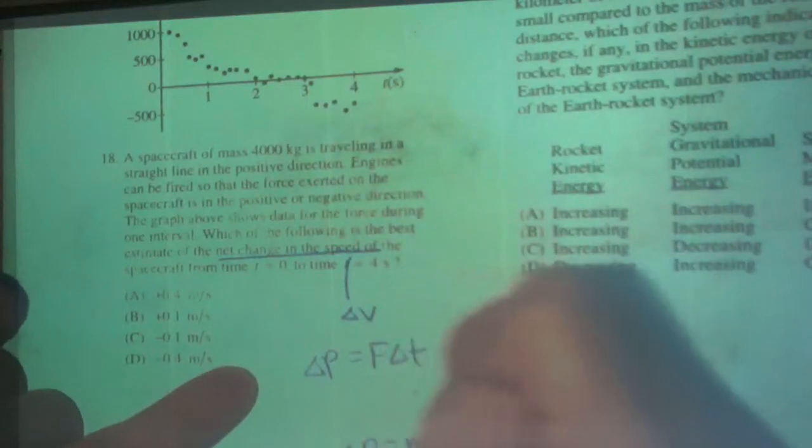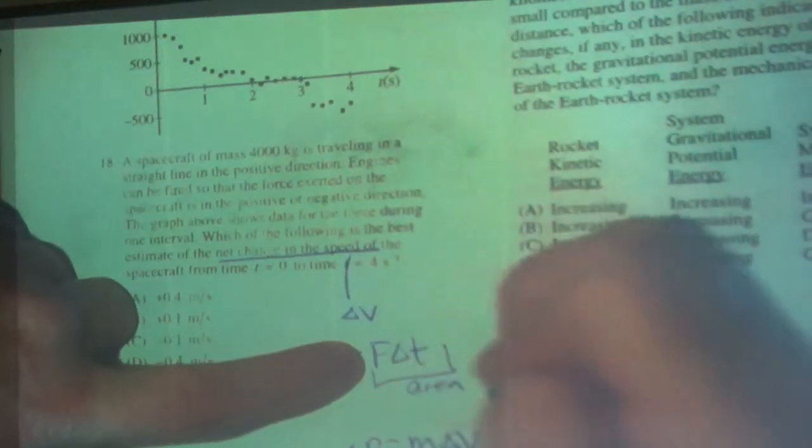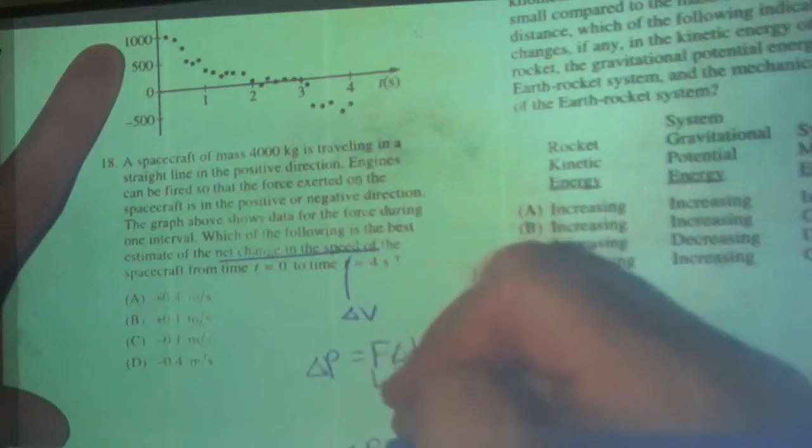And we've been given force and time. Now, if you look at force times time, that's going to give me change in momentum. And if you're like, okay, well, what does that have to do with change in velocity? Well, change in momentum is just mass times change in velocity, and I have the mass. So what I want to do is use the area under the F-t graph. This is just the area under the graph, and that's going to get me my change in momentum, which I can plug in here.